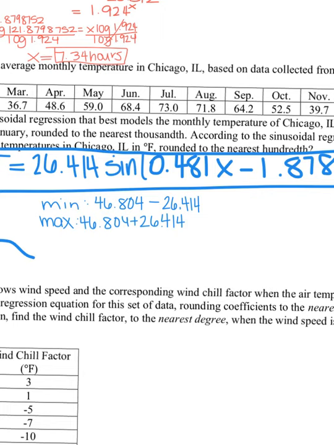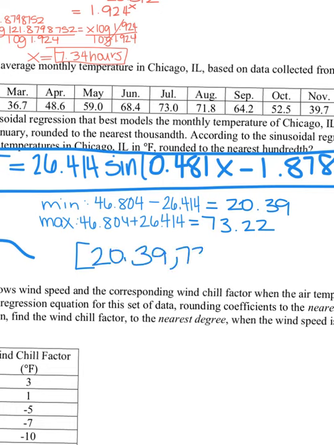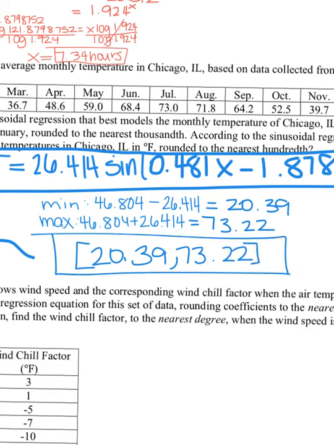Your min, if you actually subtract those, we're rounding to the nearest hundredth. Your min is 20.39, and your max is 73.22. So if you want, you can actually write this as a range. So 20.39 to 73.22. And that is the range, meaning that the minimum temperature is 20.39 degrees, maximum temperature is 73.22 degrees in Chicago, Illinois.